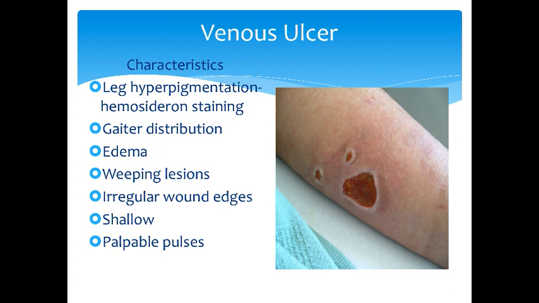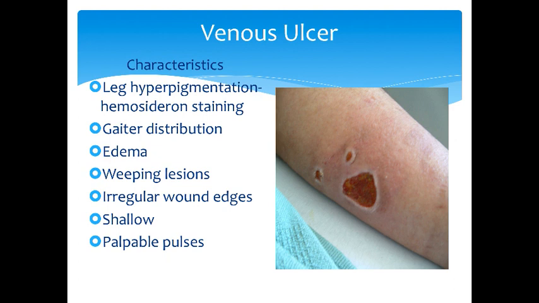The reason that it's called hemosiderin staining is that the blood gets trapped between the tissue, and so then the heme from the blood stays in the tissue, and that's what causes the darkening of the skin. It's usually in the gaiter. A lot of times they have edema, but compared to the arterial, these have a lot of weeping. And you notice that the shape of this is a lot more irregular. It doesn't look as punched out. It's not as nice. And a lot of times, it's very shallow. But even though it's shallow, it has a lot of drainage.